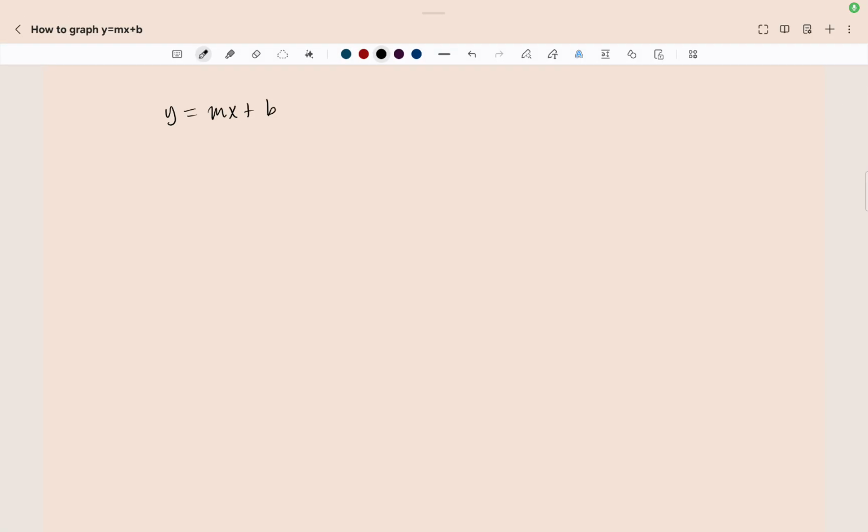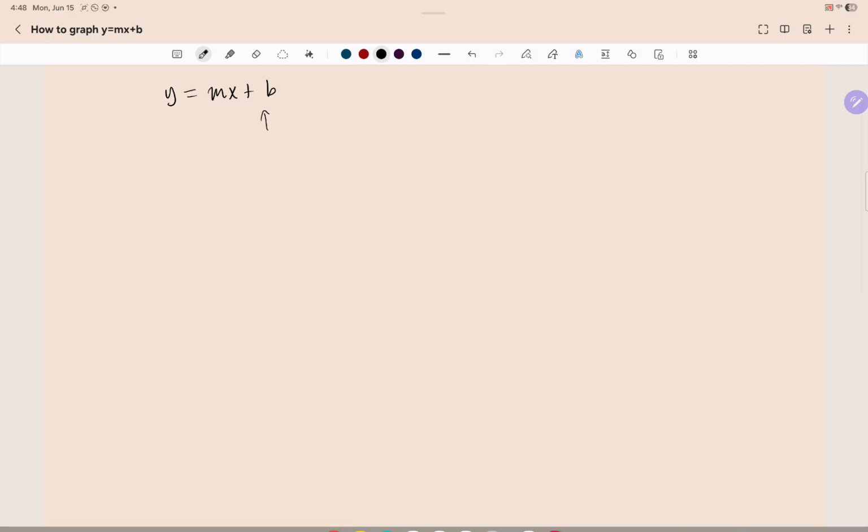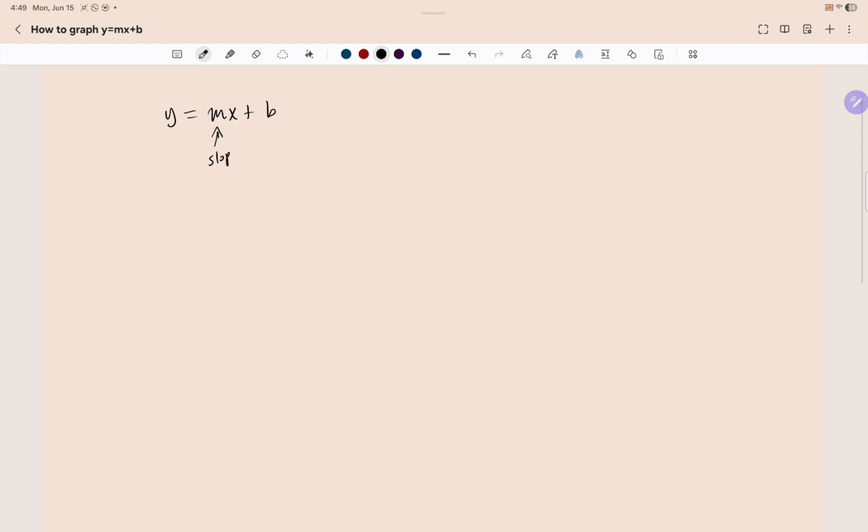In this video, we're going to learn how to graph linear equations, in other words, equations in the form y equals mx plus b. So first off, let's start with discussing the equation written above. This m here represents the slope of the line. And the b here represents the y-intercept.